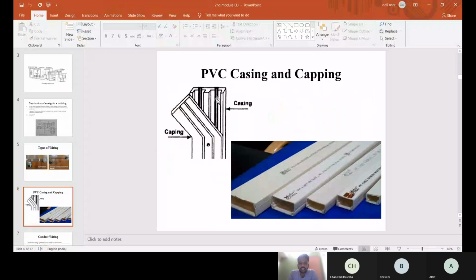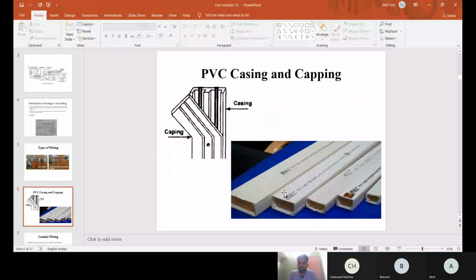As I already told, casing holds our electrical wires, and capping closes them and makes sure our electrical wires are not visible from the outside. For neatness and discipline, we use casing and capping. Normally, this kind of PVC casing and capping can be observed in our day-to-day life, for example in our computer labs.